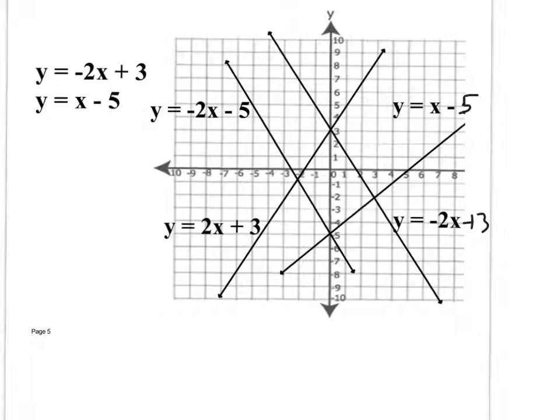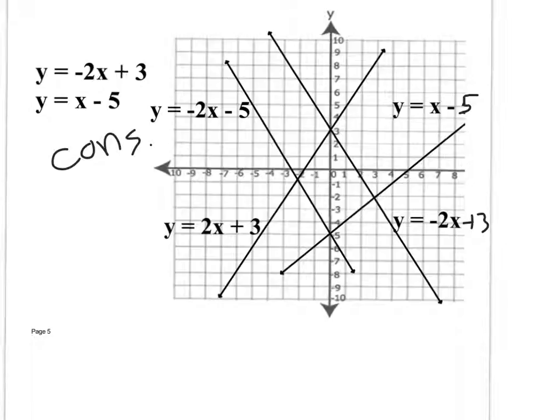So for y equals 2x plus 3, this line, and y equals x minus 5, what do you guys say? First, is it consistent or inconsistent? Does it have at least one solution or no solutions? Actually, this should be negative 2x plus 3. So this line and this line, do they cross? Yes, right there. So because it crosses, it is consistent.